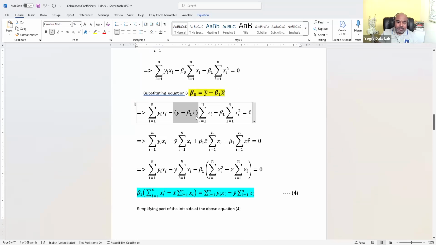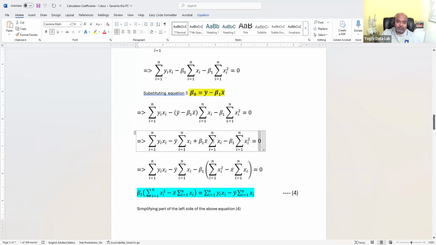Let's open up this equation. So what do you see? It is summation i equals 1 to n yi xi, which is the first term. Then minus y bar multiplied by this term, so minus y bar summation i equals 1 to n xi. Then minus and minus becomes a plus, so you get a plus over here, and beta 1 x bar multiplied by summation i equals 1 to n xi, minus beta 1 summation i equals 1 to n xi square over here.